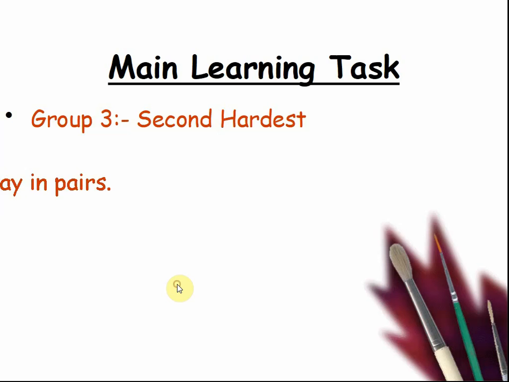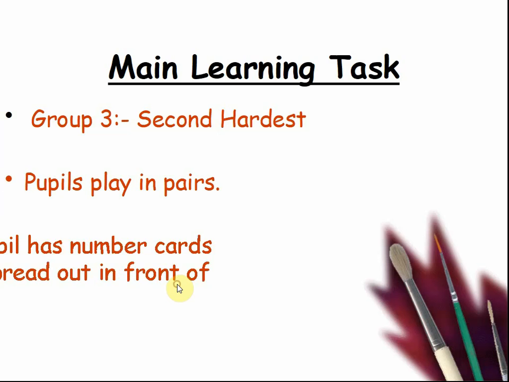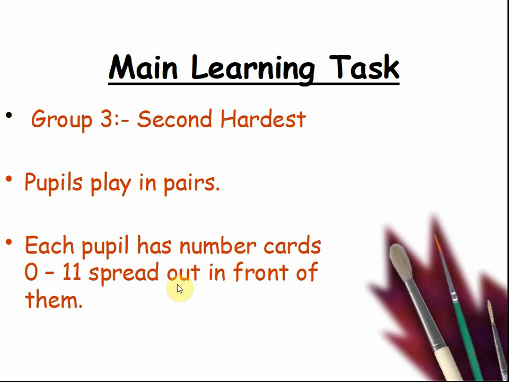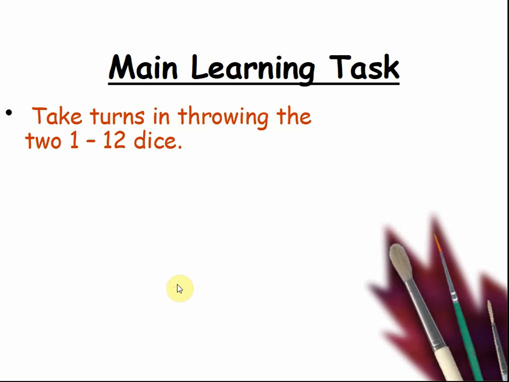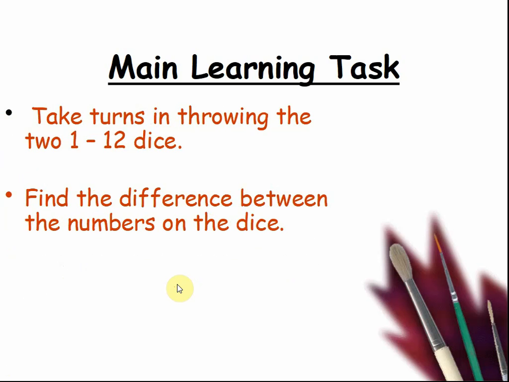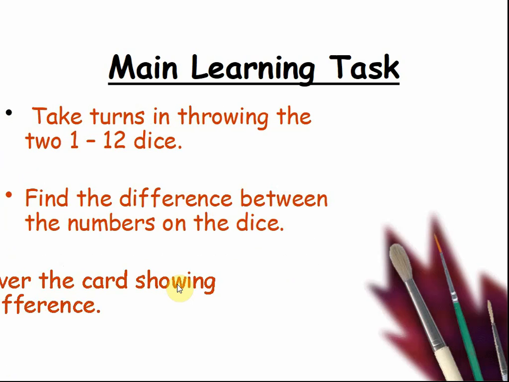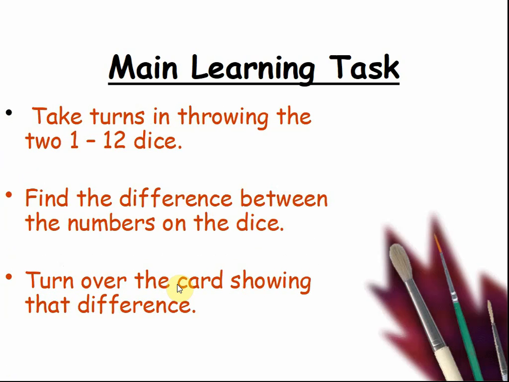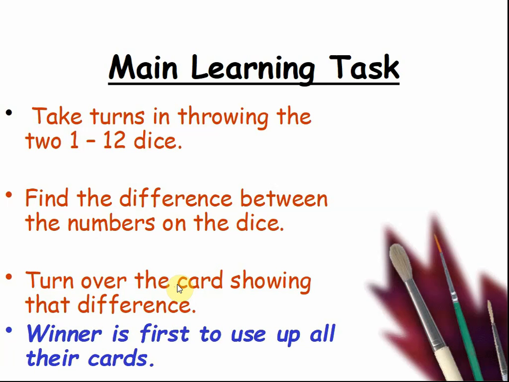Second hardest. Pupils play in pairs. Each pupil has a number card 0 to 11 spread out in front of them. They take turns in throwing the 2 1 to 12 dice. Find the difference between the numbers on the dice. Turn over the cards showing that difference. Winner is the first to use up all their cards during the game.